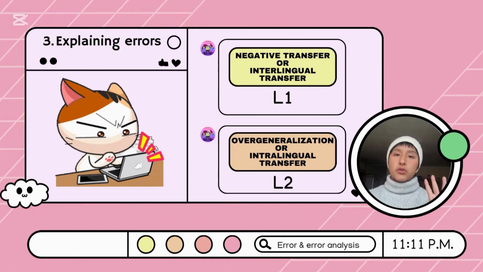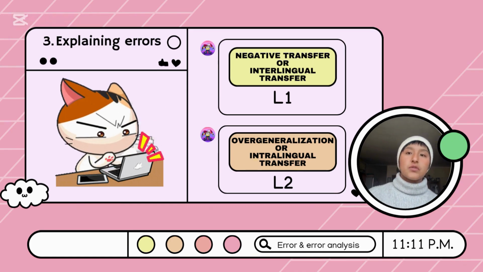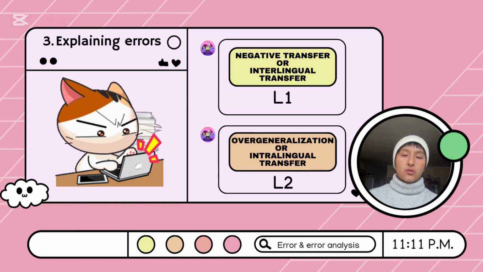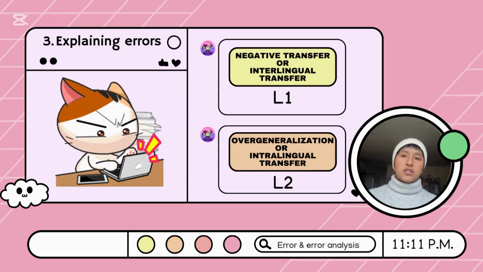Then we have stage number 3, explaining errors. For this, we focus on the different sources of the error. We have 2 possible options. First, negative transfer or interlingual transfer. In this, the L1 interferes and influences the error. Then we have, on the other hand, overgeneralization or intralingual transfer. In this, the learners overgeneralize the forms they have learned and find easy to employ.